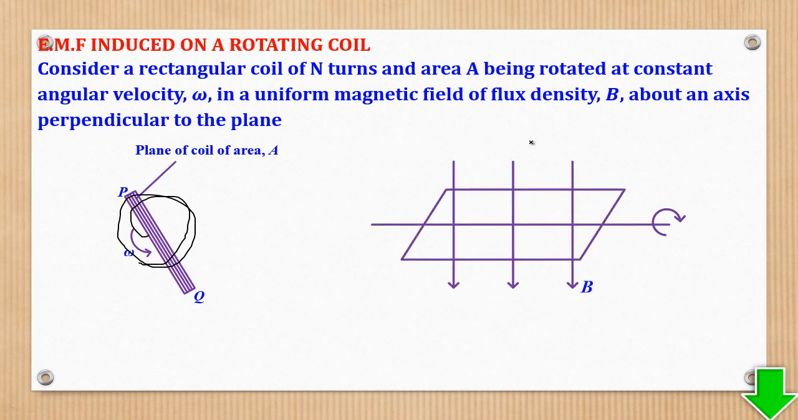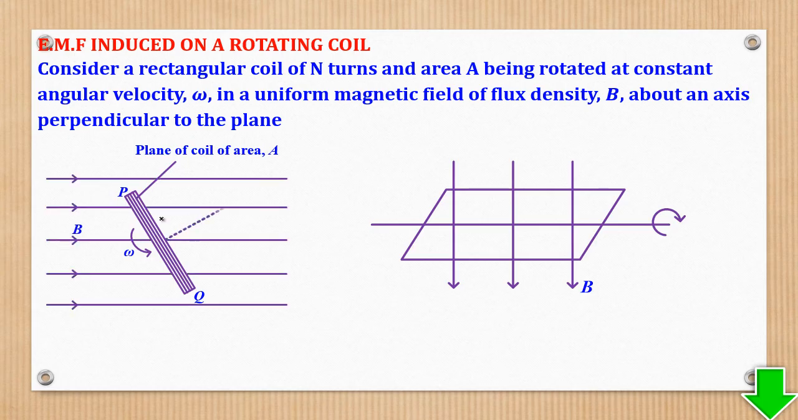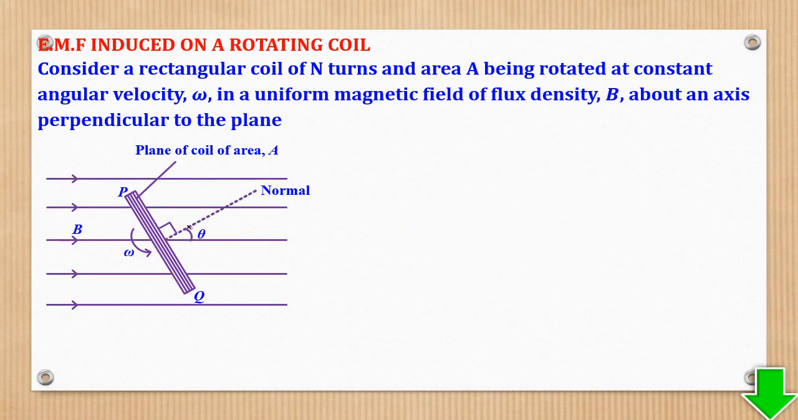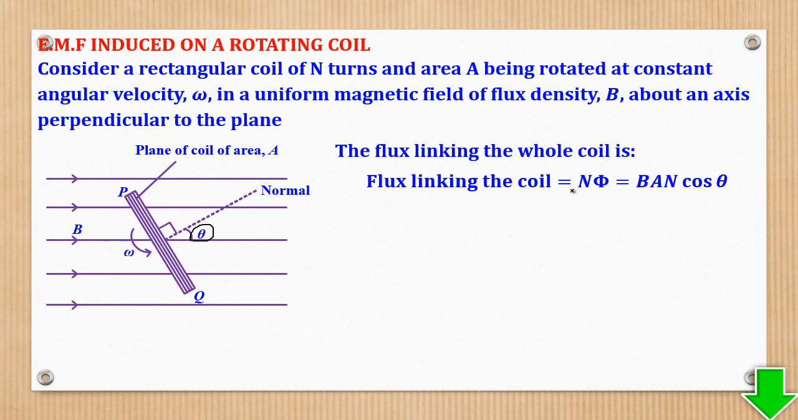But in actual sense, it's like this, whereby you see this, it is rotating like this, isn't it? So now for us, we are seeing only this top part. That is the only part we are seeing. So we're interested in the angle to the normal, which is theta. So flux linking the whole coil is given by n times phi, which gives you BAN cos theta.